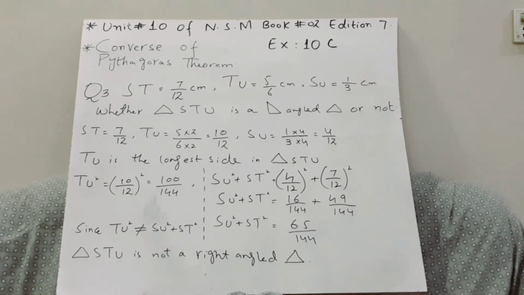In this, the square of the longest side is not equal to the sum of the squares of the remaining two sides. So triangle STU is not a right angle triangle.